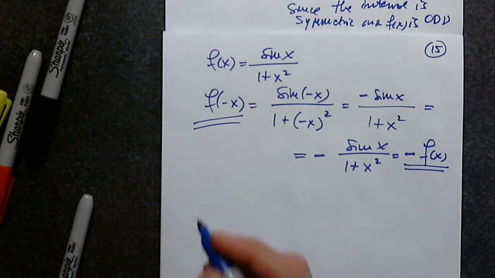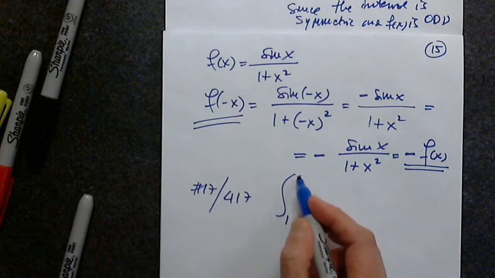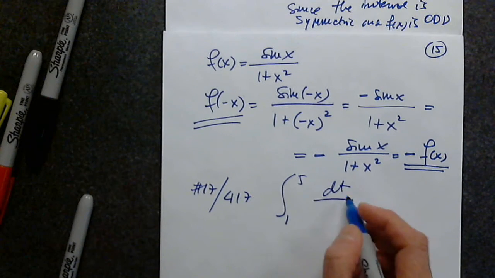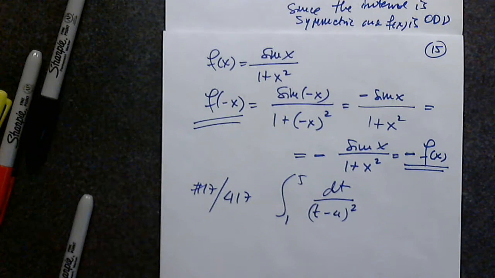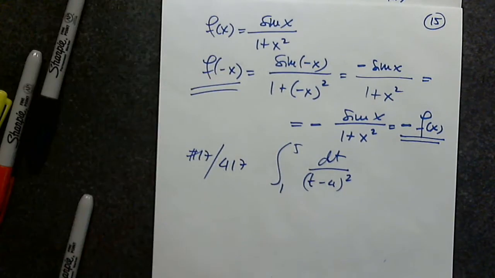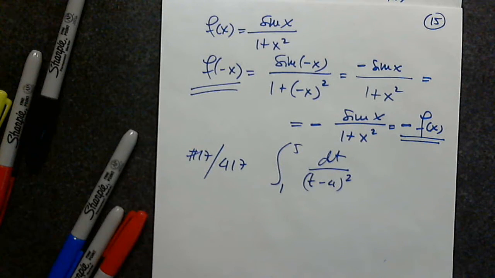Okay, here's another. 17, on page 417, the integral from 1 to 5 of dt over t minus 4 squared. What can we say about this? It's not symmetrical. Okay, so I will not even think of looking at the odd or even property if the interval is not symmetric. Right.